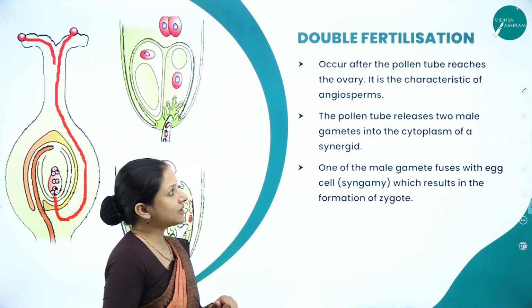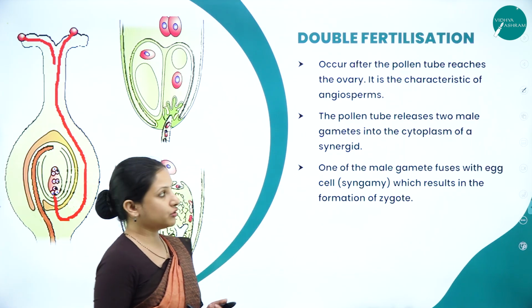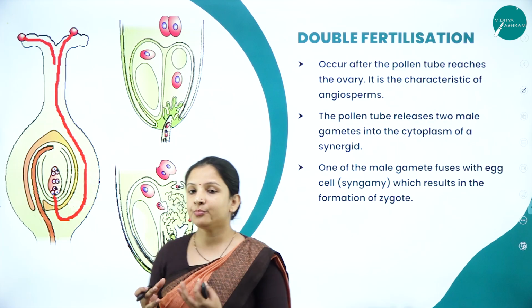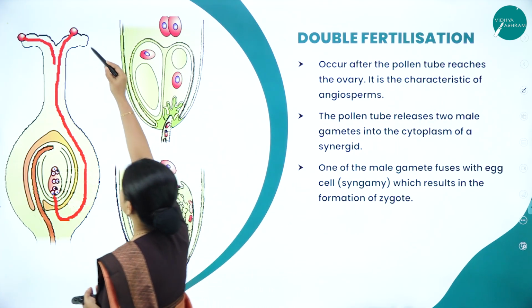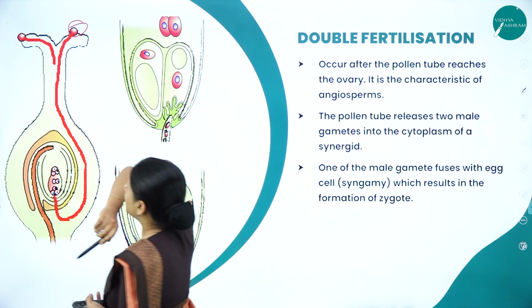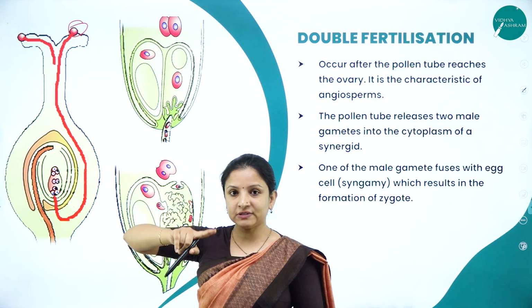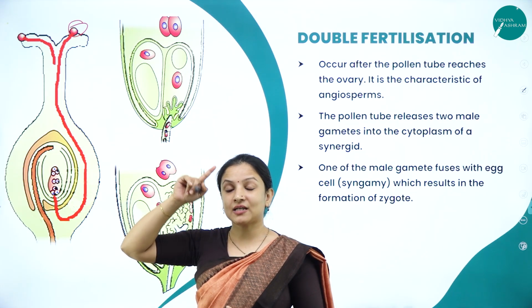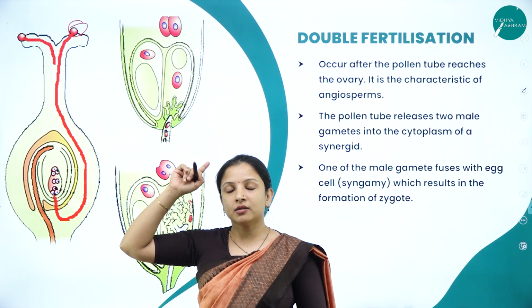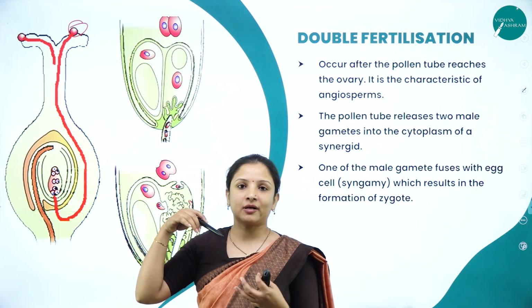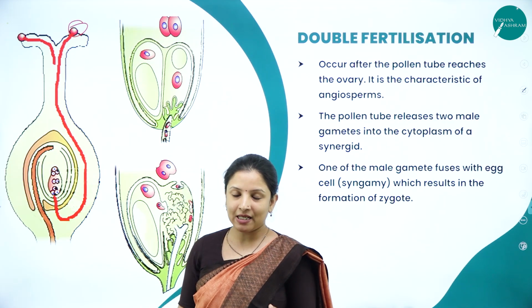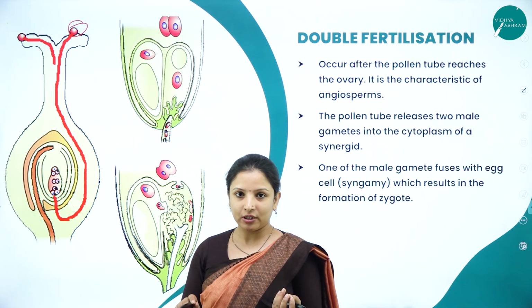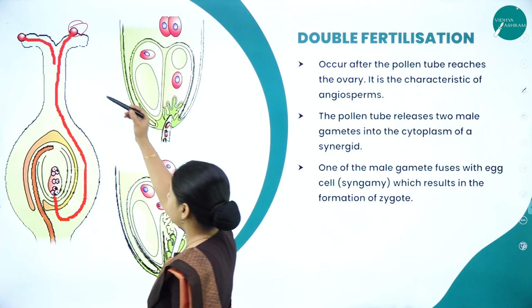So double fertilization occurs after the pollen tube. Now what has happened? The pollen grain has come and fallen on the stigma, and if the stigma allows, that is, if there is compatibility between the pollen grain and the stigma, or to make it easy for you, if the stigma likes the pollen grain, then it will allow the pollen grain to germinate.